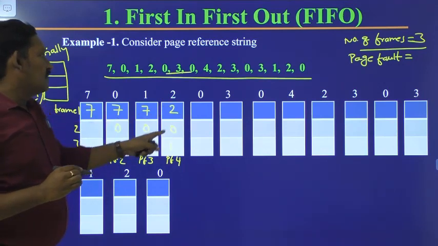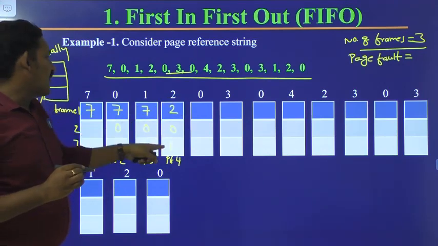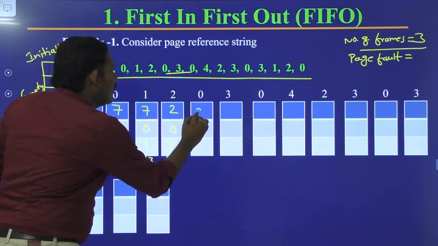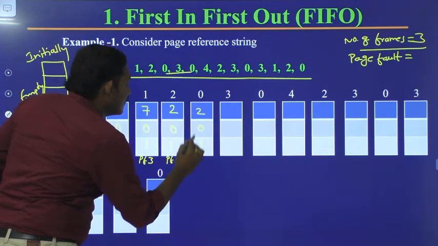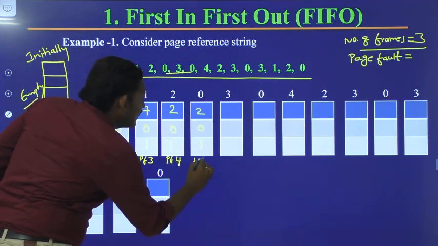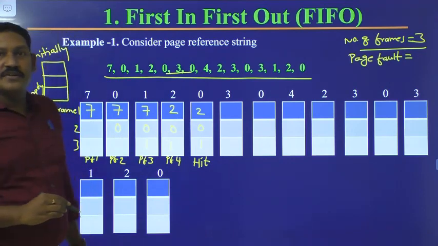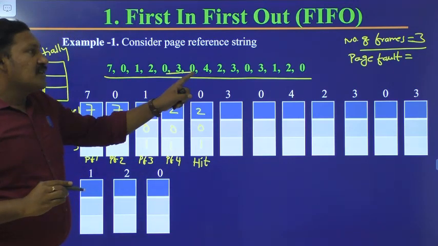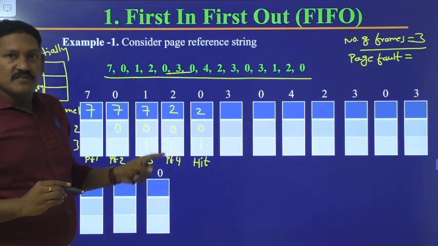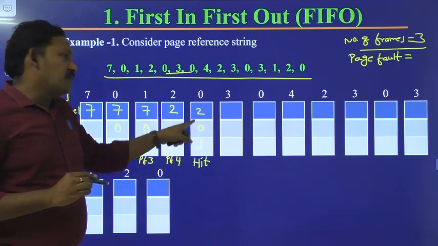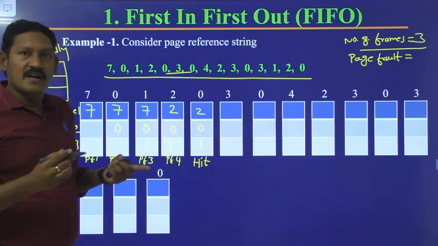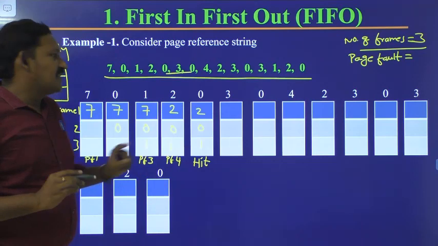Next 0. The CPU wants 0, and 0 is already there, so the same 2, 0, 1. We call it a hit. Hit means whatever page the CPU is searching for, if that page is available in the main memory, we call it a hit. So this is a hit.